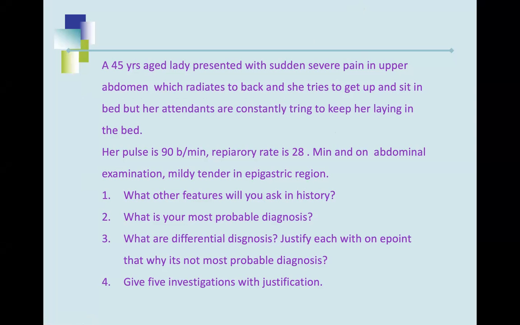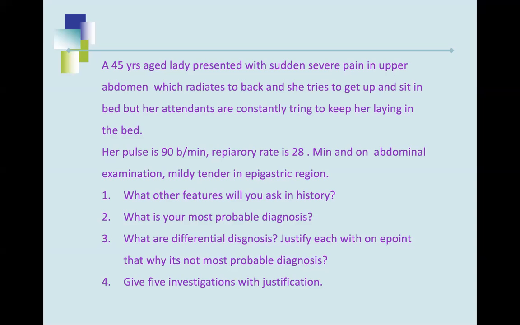Now look at this scenario and read it. A 45 years aged lady presented with sudden severe pain in upper abdomen, which radiates to the back, and she tries to get up and sit in the bed, but her attendants are constantly trying to keep her laying in the bed. Her pulse is 90 beats per minute, respiratory rate is 28 per minute, and on abdominal examination, there's mild tenderness in the epigastric region.